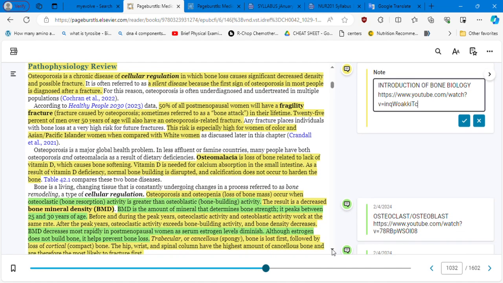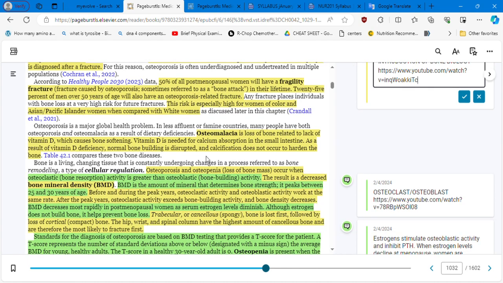Osteomalacia is loss of bone related to lack of vitamin D, which causes bone softening. Vitamin D is needed for calcium absorption in the small intestine. As a result of vitamin D deficiency, normal bone building is disrupted and calcification does not occur to harden the bone.